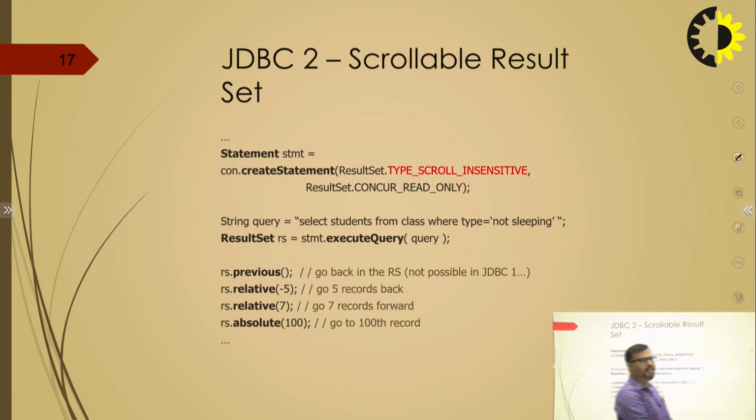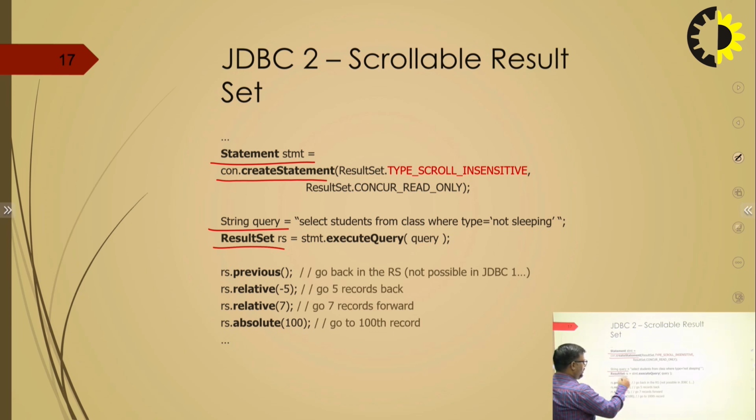Next, JDBC scrollable result set. We will use a Statement, then connection.createStatement, again String query, then ResultSet. Here we will use previous and relative result, then relative 7, then absolute values.